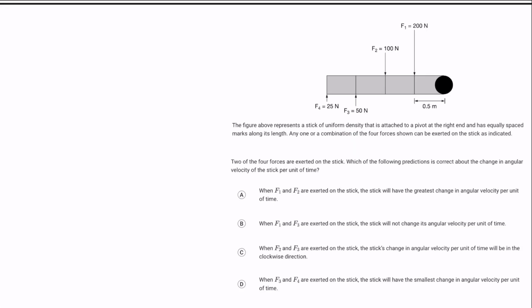In this problem, we have a figure that represents a top-down view of a lever arm, with the black circle being the axis of rotation. There are 4 different points in which forces are acting on our lever arm, and they're all equidistant from each other. All right, so let's read the question.